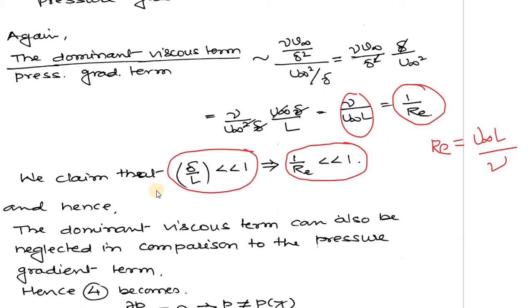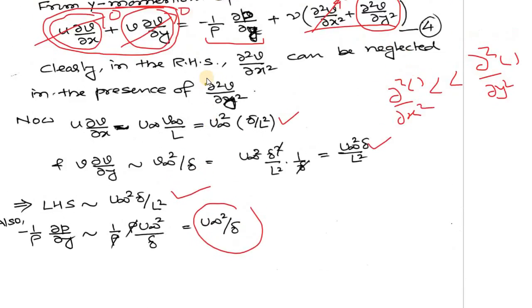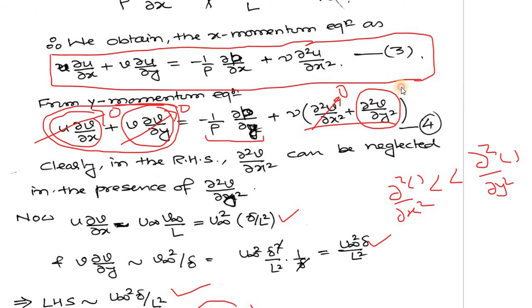So what we note is that delta by L very much smaller than 1 implies 1 by Re very much smaller than 1, and if 1 by Re is very small, then the dominant viscous term can be neglected in comparison to the pressure gradient term. So what do we get in this equation? This term is also 0 in comparison, or you can say whenever this pressure gradient term is present, this term can also be equal to 0. So all the terms in this equation are 0 except this pressure gradient term.